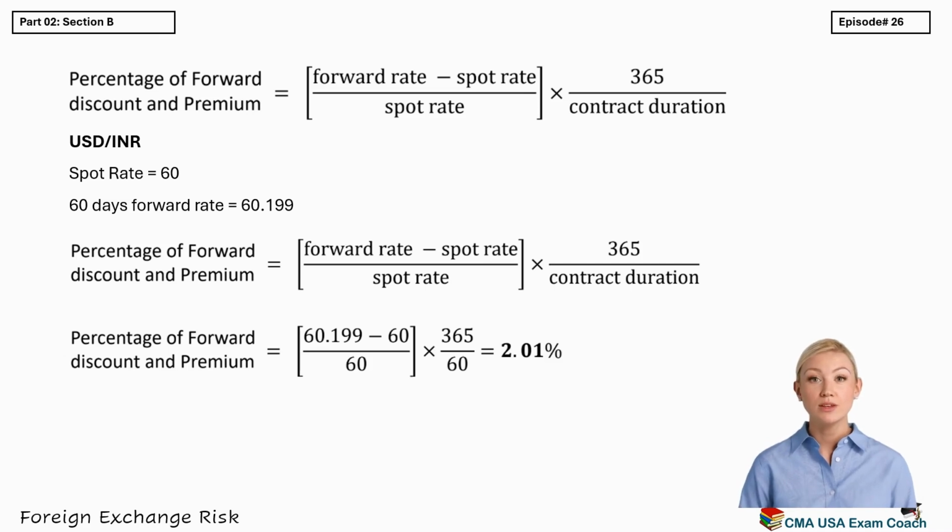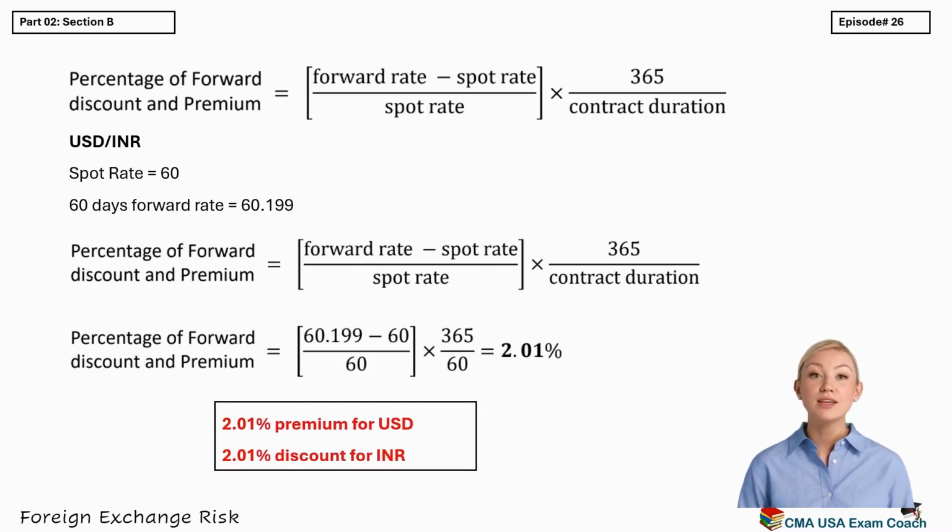In our example, we calculated that the US dollar is trading at a forward premium of about 2.01% per annum against the Indian rupee. But what does this mean for the Indian rupee? Since the exchange rate is expressed as USD/INR, that is the price of $1 in Indian rupees, when the dollar has a forward premium, the rupee must have a forward discount by the same percentage.